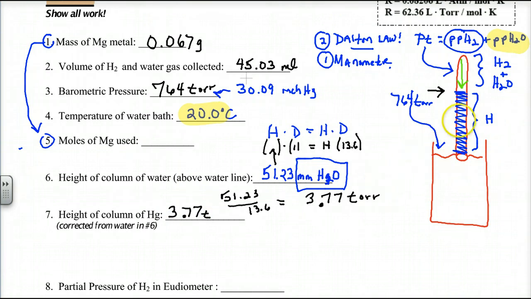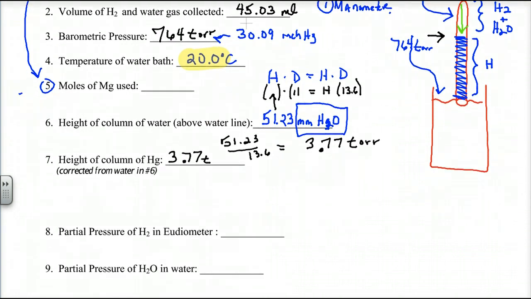Well, guess what? My manometer problem is easy. Who's winning? Atmospheric pressure or the pressure in this container? Well, atmospheric pressure is winning by 3.77. The manometer problem states that the atmospheric pressure is winning by this much, so that means the gas is losing by this much.